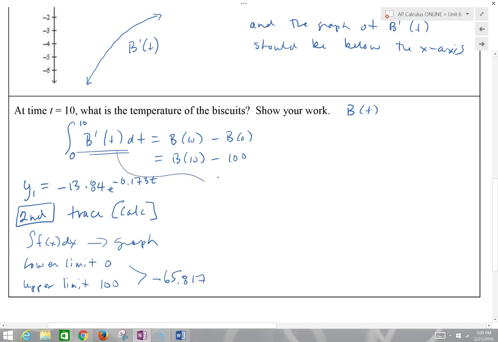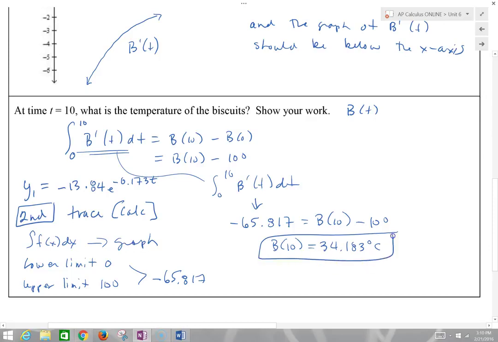And when you do that, you're going to get that is equal to negative 65.817. So we get the integral from 0 to 10 of b prime of t dt, that is equal to negative 65.817, which is equal to b of 10, which is what we're looking for, minus 100, because we know that, and we solve that for b of 10, and we get 34.183 degrees Celsius.